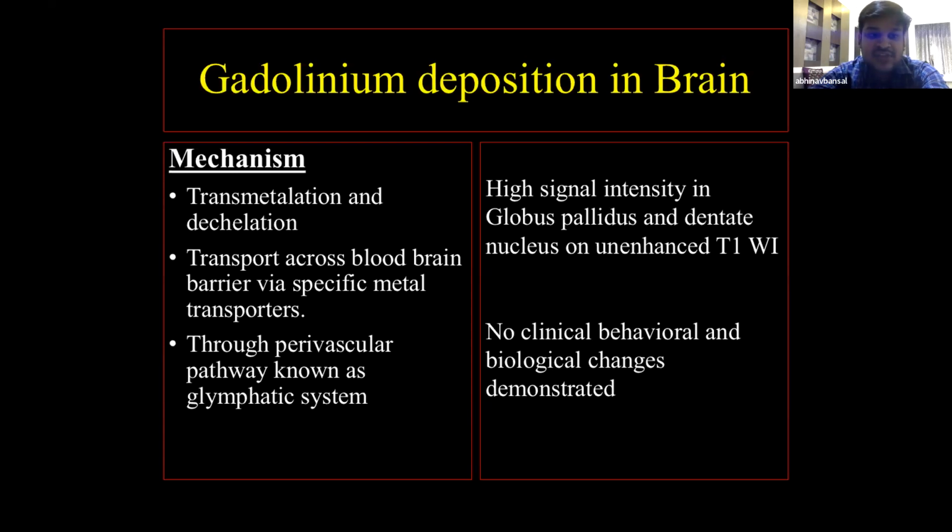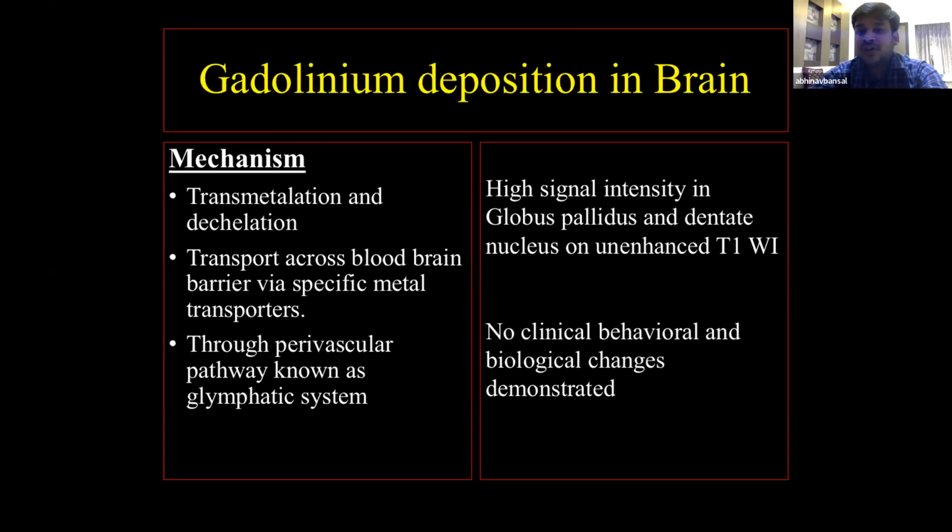The mechanisms postulated include transmetallation and dechelation as for NSF, which lead to deposition in the brain; transport across the blood-brain barrier via specific metal transporters, which transport gadolinium; and also transport through the perivascular and lymphatic system, which leads to deposition of gadolinium in the globus pallidus and dentate nucleus.